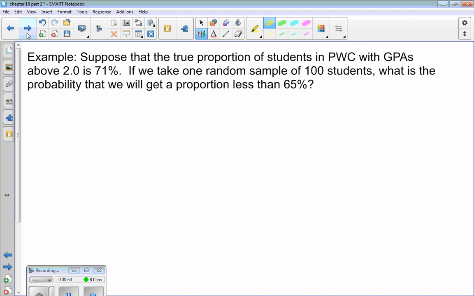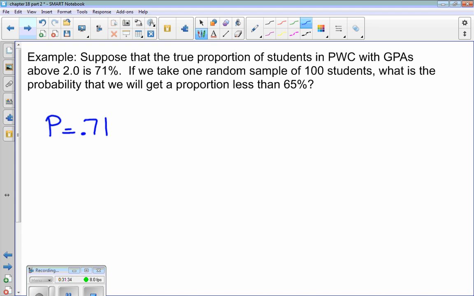Still sticking with this GPA idea. Suppose that the true population proportion of students in Prince William County with GPAs above 2.0 is 71%. That percent sign is a dead giveaway that you're dealing with proportions. So I already know what branch in my brain I'm going to. Is it means, is it proportions? We're in proportions mode. So I'm going to write what 71% is: P, the true population proportion, not P hat. Remember, P hat is a sample proportion, but P is 71%. I'm going to go ahead and just change it to 0.71.